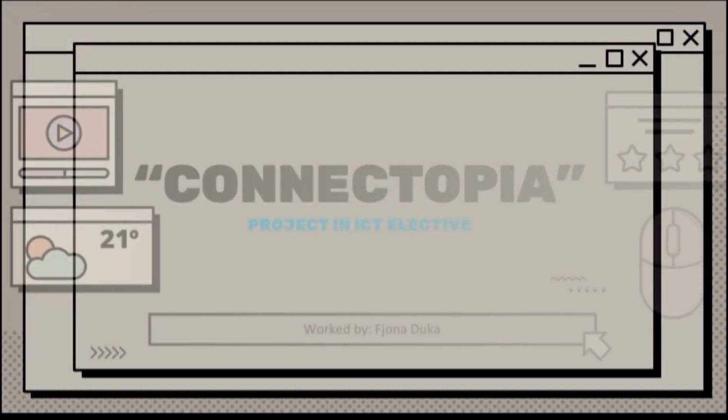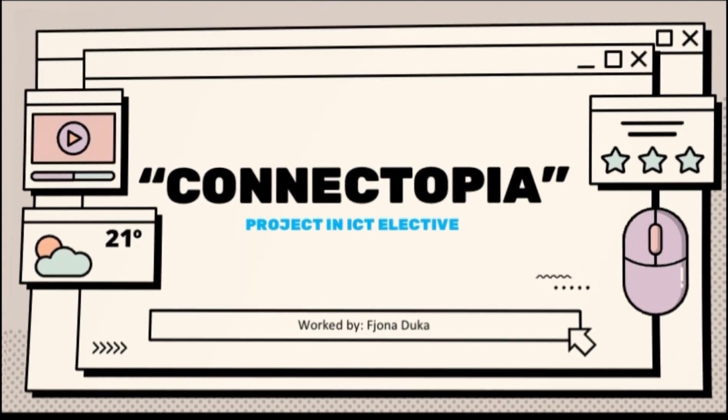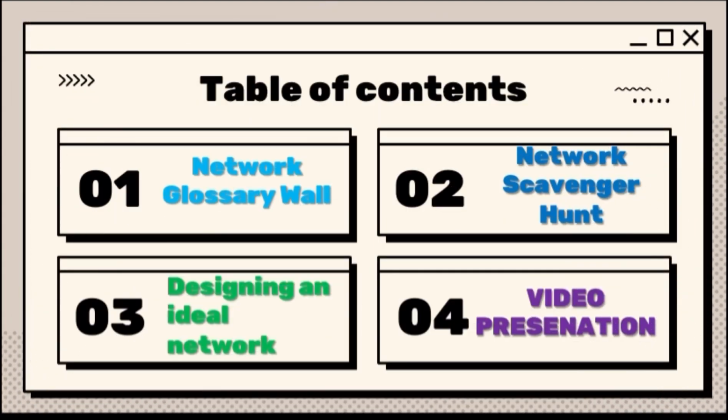Hello everyone, this is the project in ICT Elective called Connectopia, which consists of a network glossary wall, of a network scavenger hunt, of designing an ideal network, and of course, this short video presentation.